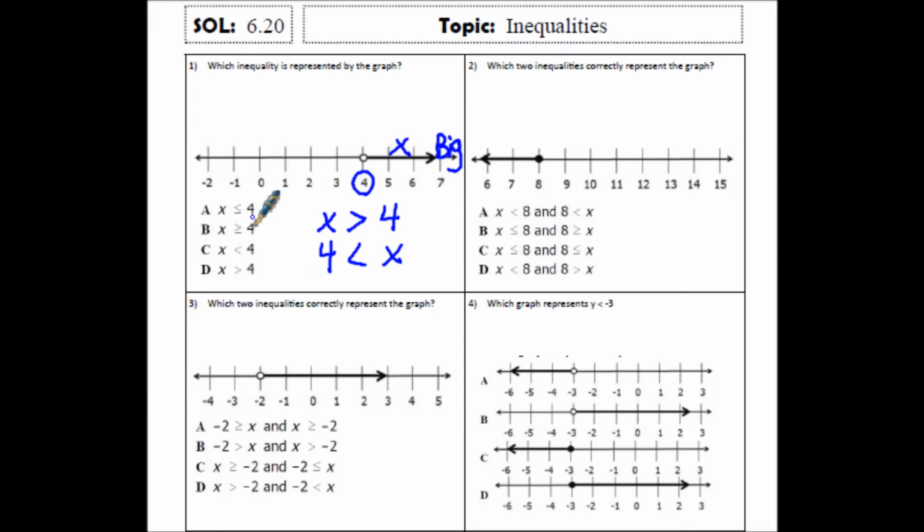And here we are seeing 4 is bigger, x is bigger, 4 is bigger, or x is bigger. And we want x to be bigger. So A and C are out because it's saying that x is smaller than 4.